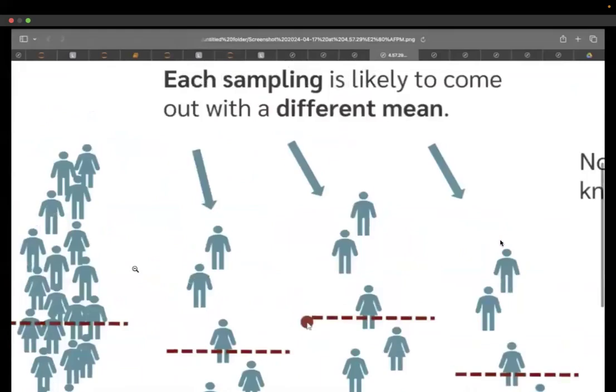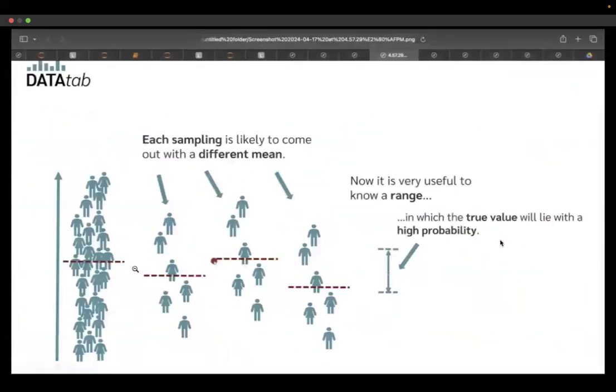Now, since we have drawn different means for different samples, it is very useful to know the range. Basically, what is going to happen? Suppose I have drawn three or four samples altogether. After drawing three or four samples, this is my ending sample and this is my starting sample.